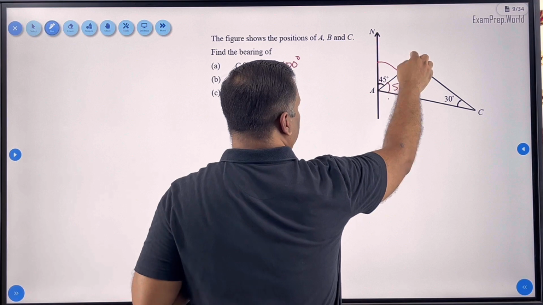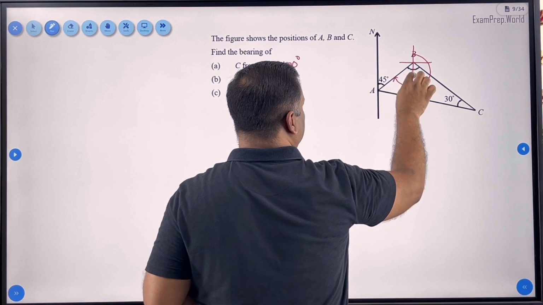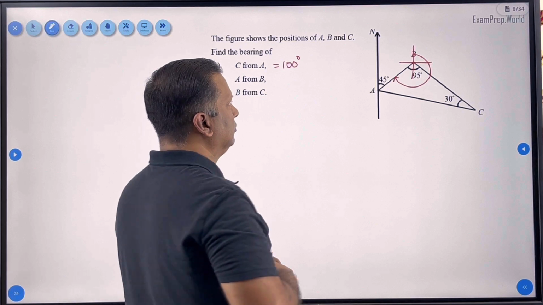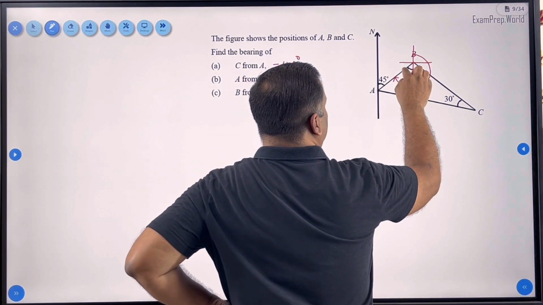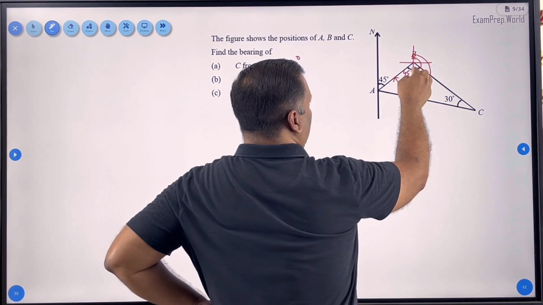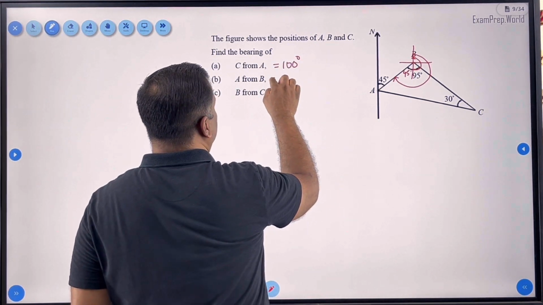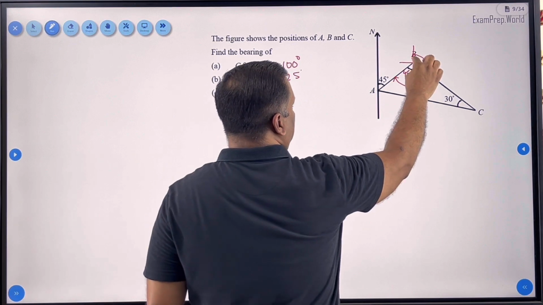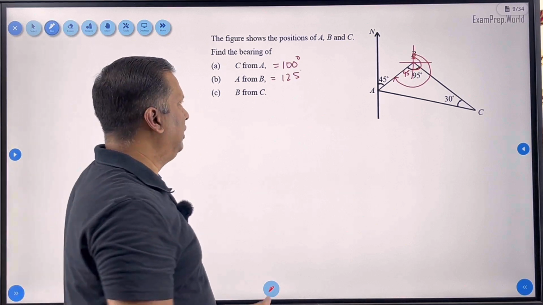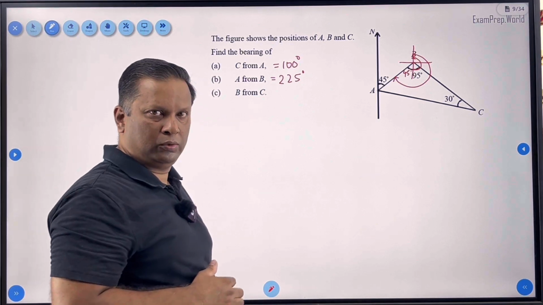If you have to find A from B, you draw one line here, and we need this angle complete. How do we find this angle? If this is 45, this is also 45, right? From here to here it is 180, and another 45. 180 plus 45 is 225. 225 degrees. Okay, understood now?